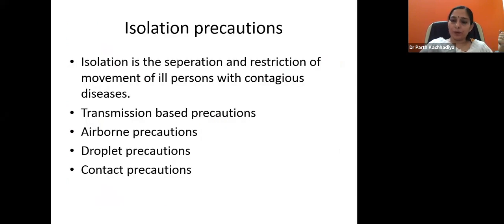Then comes the isolation precautions. Whenever we are talking of infection, whenever there is contagious disease, and as we had just gone through the pandemic of COVID, and now in the last year we had cases of swine flu, H3N2 influenza. These are highly contagious diseases. So in order to prevent it, what matters is the isolation. So what is isolation? It is a separation and restriction of movement of ill persons with contagious diseases. And it is based on what? It is airborne precaution, droplet, and contact precautions.